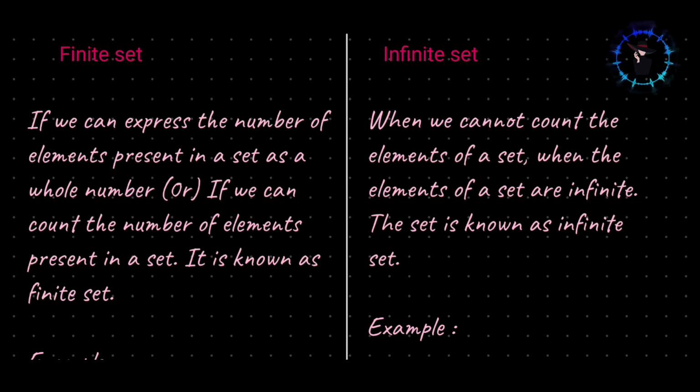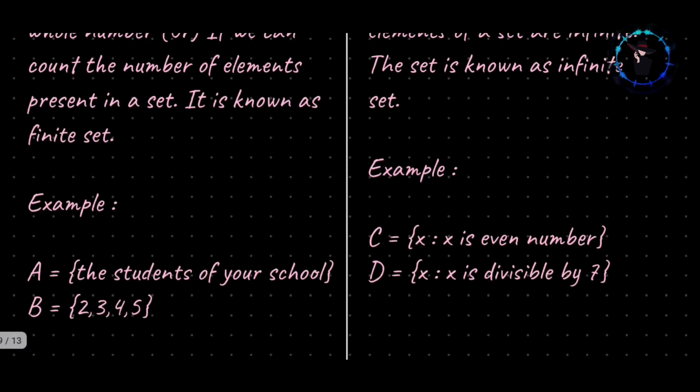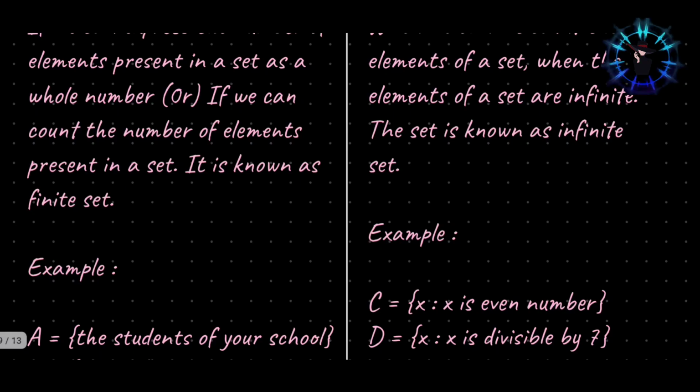If we can express the number of elements present in a set as a whole number, or if we can count the number of elements present in a set, it is known as a finite set. Example, the students of your school. You don't know how many students there are, but your principal does know. Now a set B which has values 2, 3, 4 and 5. Can we count? 1, 2, 3, 4, right? It is known as a finite set.